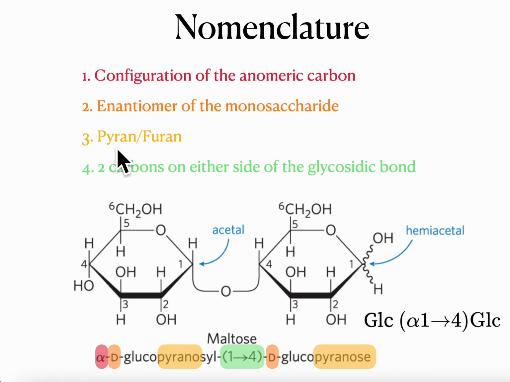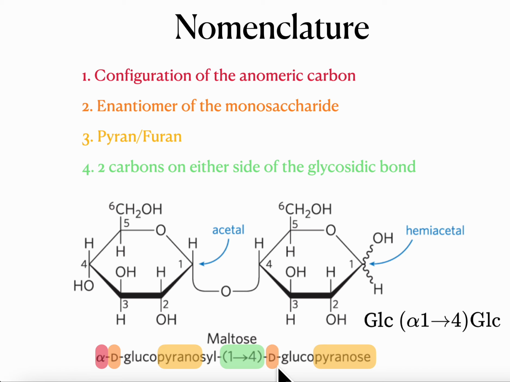Thirdly, we want to see if the thing is basically a hexagon or a pentagon. If it's a hexagon, it looks like purine. If it's a pentagon, then it will look like furan. So here it's a hexagon. That's why we add purine to its ending. And we do the same process.